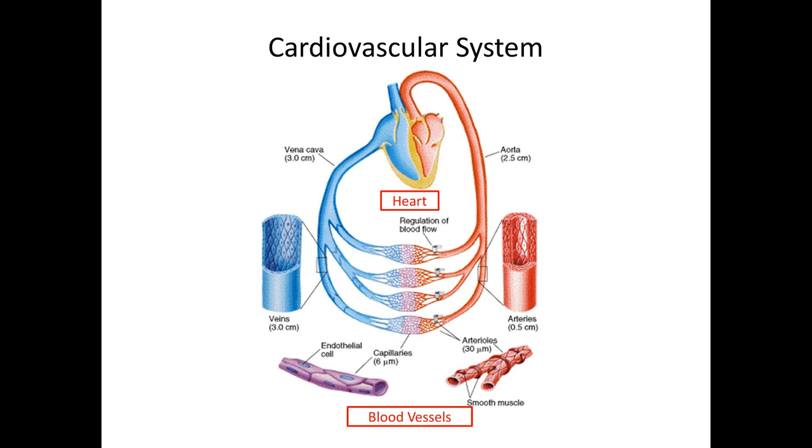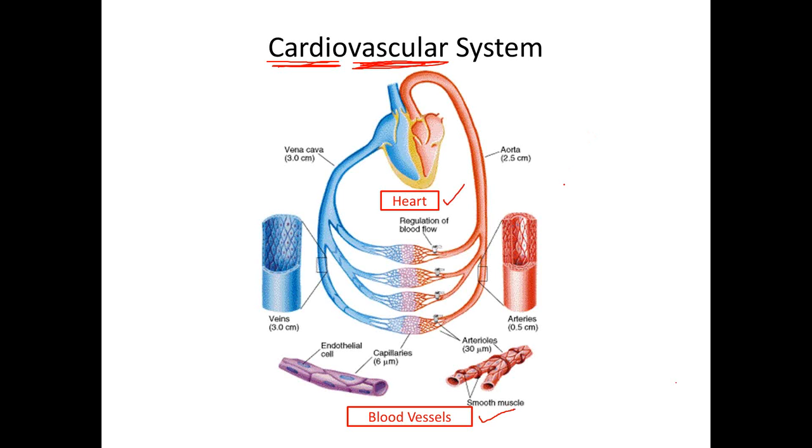So this diagram is showing us the different components of the cardiovascular system. And the two key components are the heart and the blood vessels. Cardio pertaining to the heart and vascular pertaining to vessels. And this is a general overview diagram of which we will investigate in more detail as we go through.